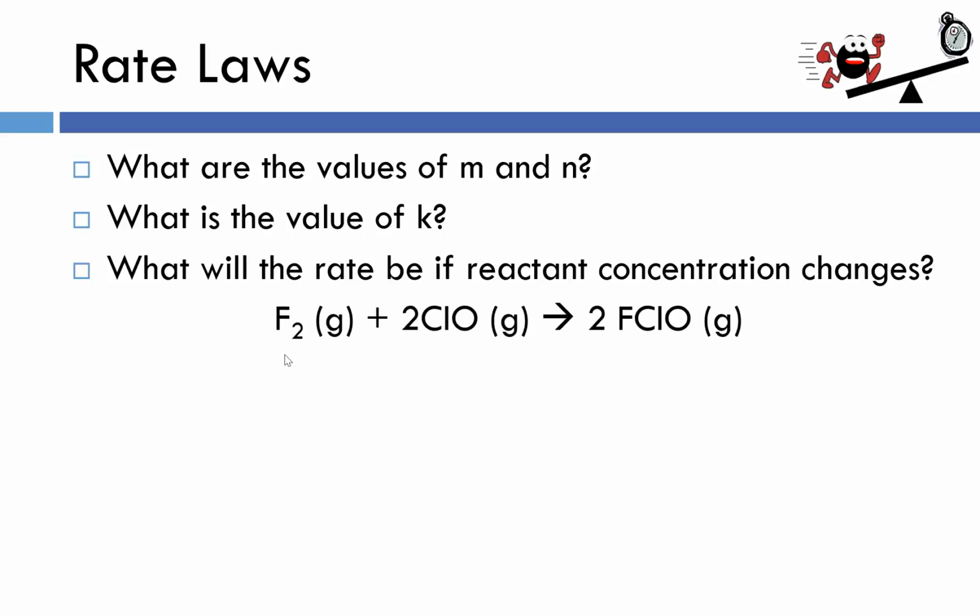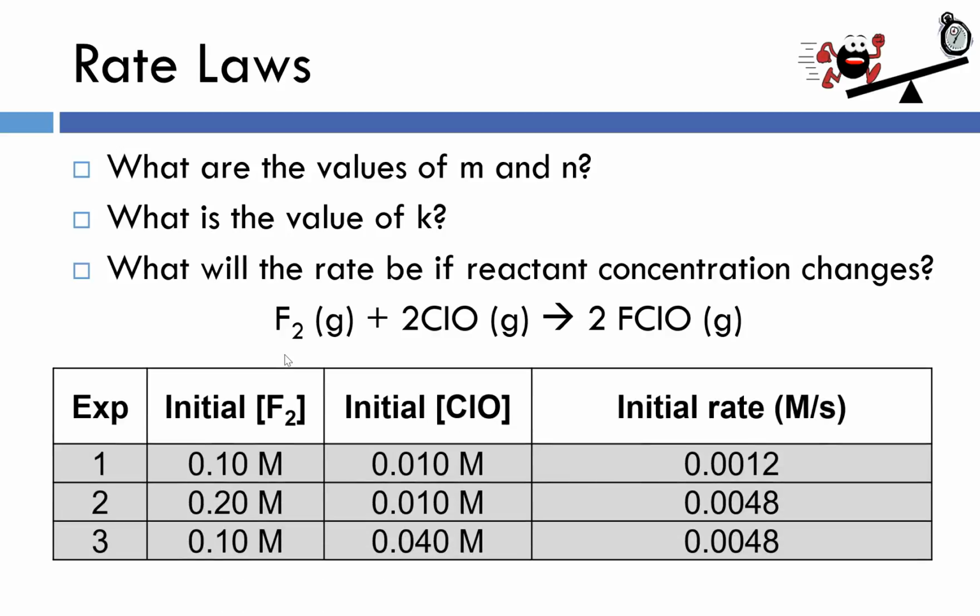And we're going to be using this reaction. F2 plus 2ClO yields 2FClO, all gases. And in your workbook, you have this data table. So we've gone through and we've run the same exact reaction, looks like 3 different times for 3 different experiments. And what we've done is vary the concentration of our reactants. We've changed the amount of F2 and ClO. And then we've watched what has happened to the rates.